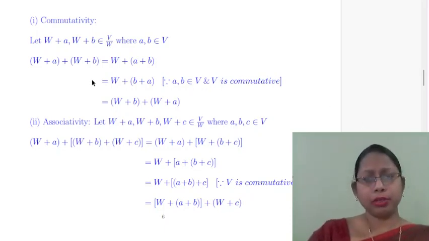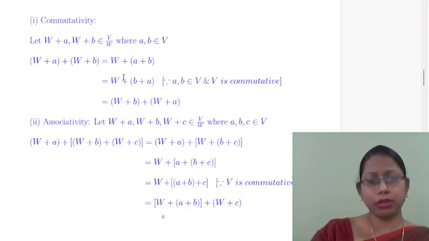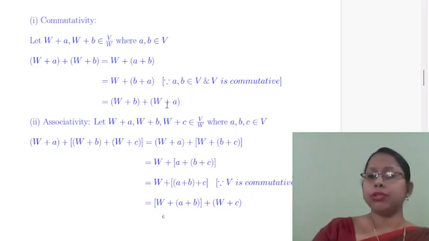As A, B are elements of V and V is a vector space, V is commutative, so this can be written as W + (B + A). Again, using the vector addition definition in V/W, we will get (W + B) + (W + A). Therefore, V/W is commutative.